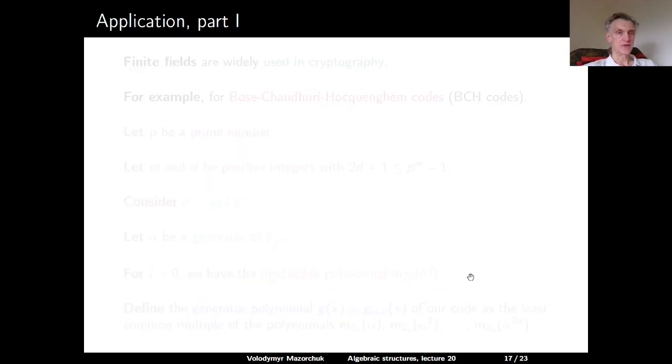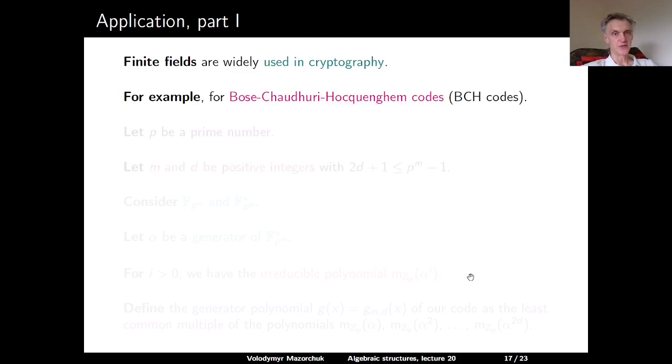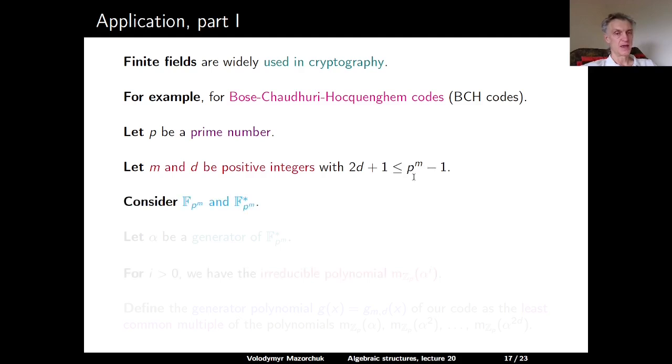Okay, let us also briefly discuss one of the applications of finite fields. Finite fields are widely used in cryptography. So for example, in the so-called BCH codes. Here is a rough description of what that means. Let p be a prime number and m and d be positive integers such that 2d plus 1 is less than or equal to p to the power m minus 1.